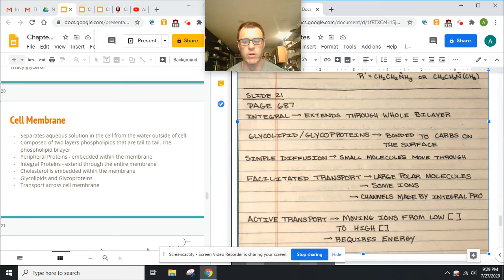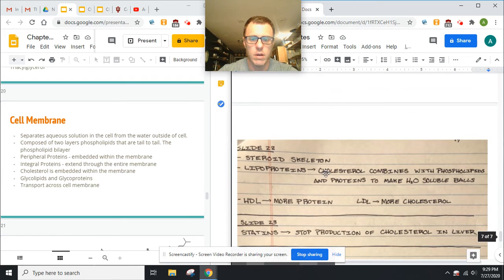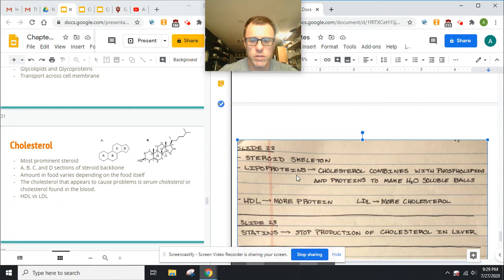Active transport, on the other hand, requires energy because you're doing something. It's like trying to push a rock up a hill. You got to put energy in order to get it up there. And so that's what active transport is. All right. So cholesterol is kind of a big deal. This is our steroid skeleton right there.